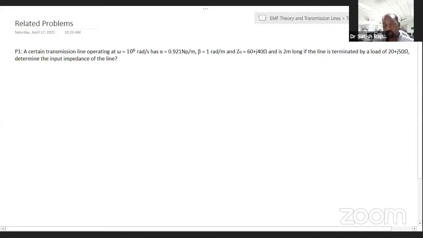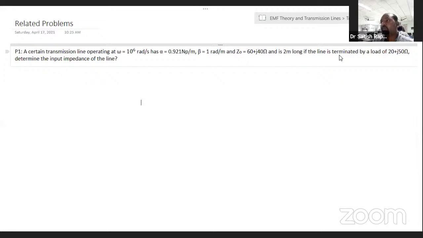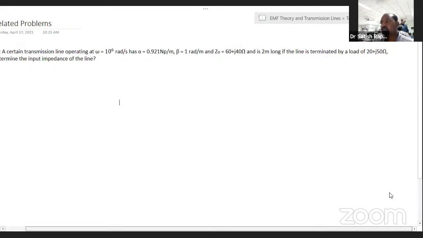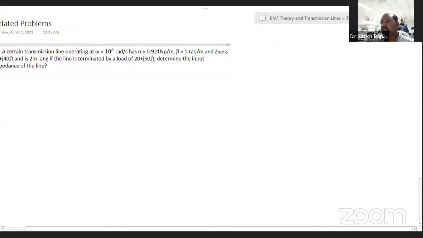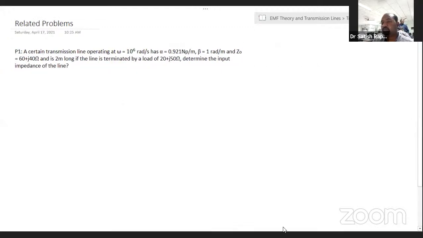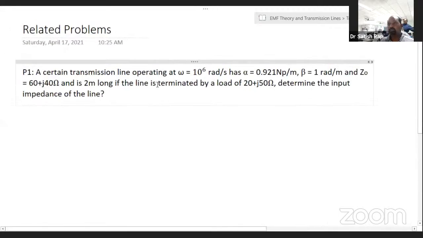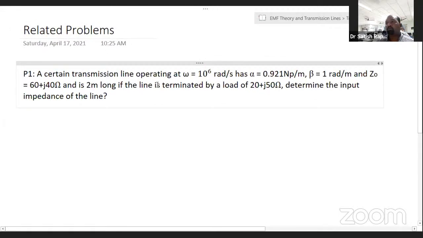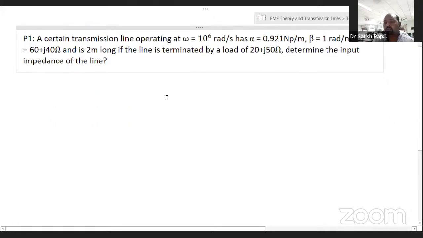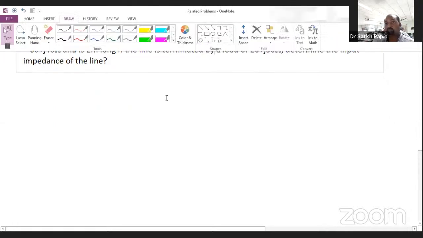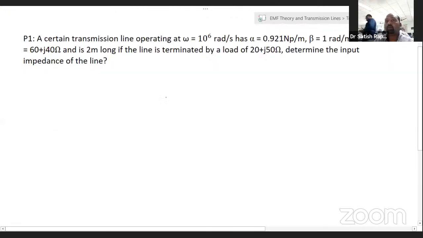Here you can see a problem. So this is the problem which was given.